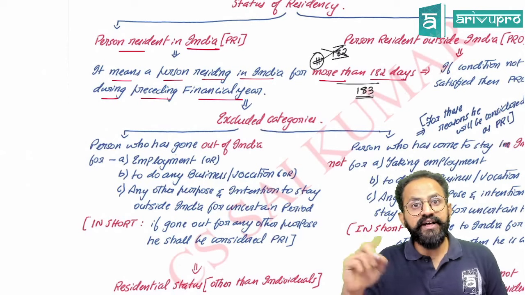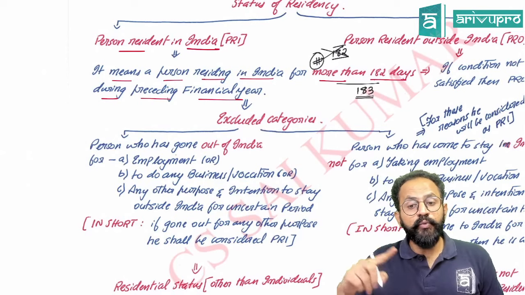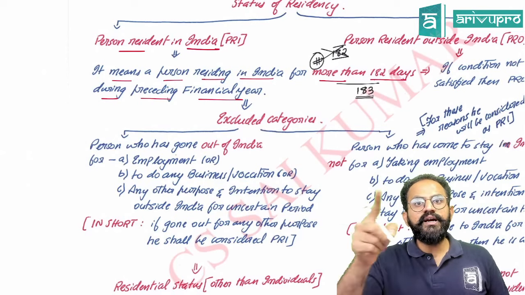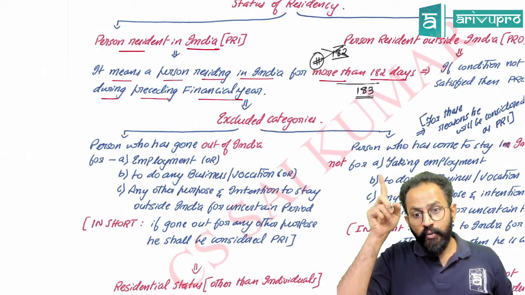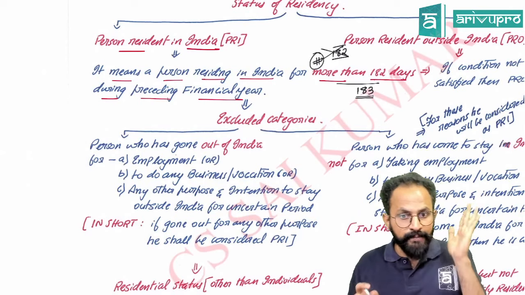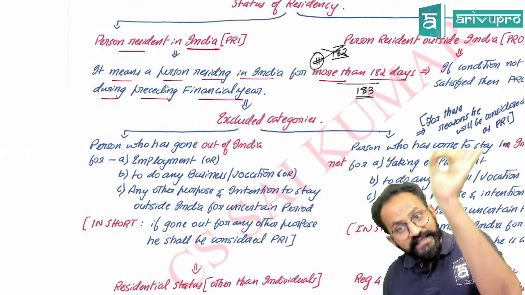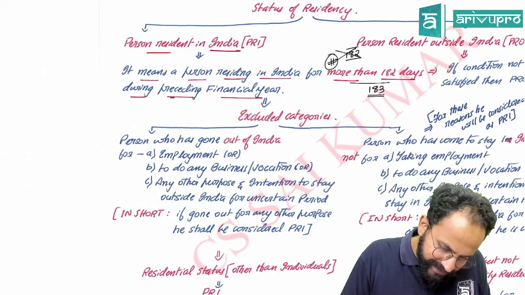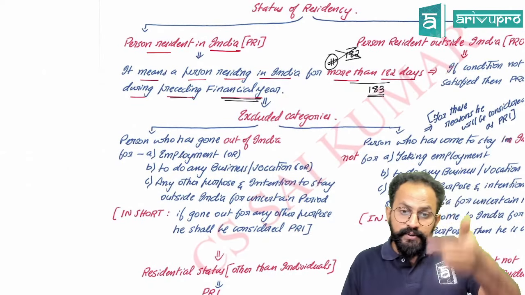182 is considered as PROI. If it is 183 or above, it will be considered as PRI. That is the meaning of more than 182, right? So remember question point number 3. It is 183 days technically, during the preceding financial year.